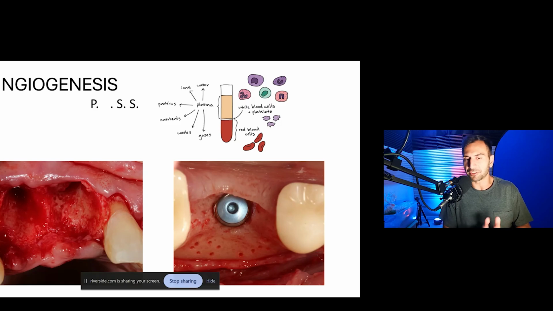If you can get it controlled enough to finish the procedure, you at least know you've got good angiogenesis potential. Angiogenesis is just a fancy term for new blood formation. And basically, the more blood, the more likely you're able to generate better growth in the region. So blood is super critical.